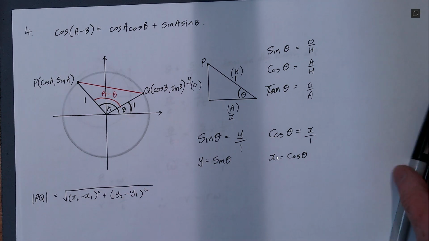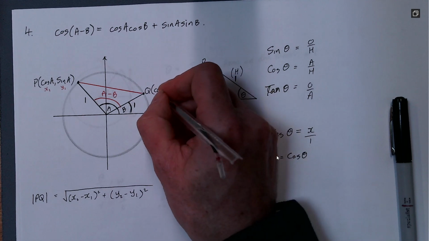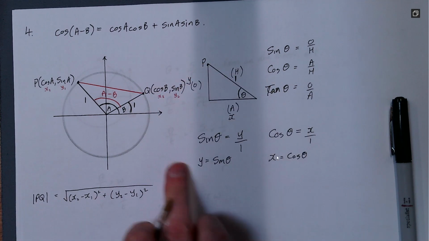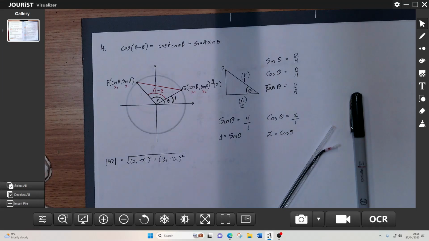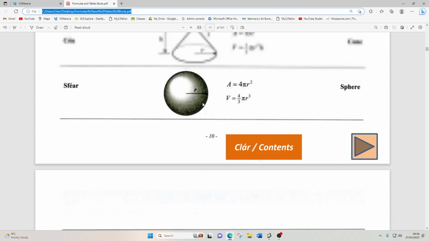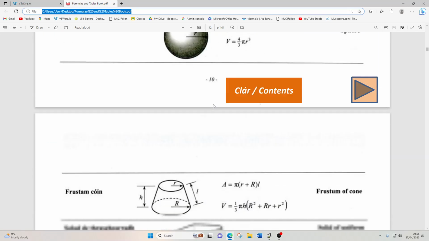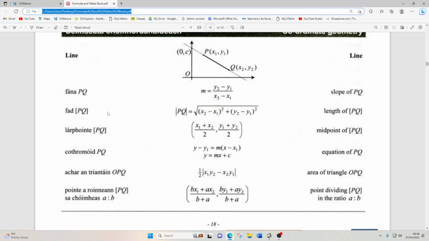Now we label the points with x1, y1 and x2, y2 in the formula from coordinate geometry. This is in your formula table for coordinate geometry. So the length of PQ is the square root of (x2 minus x1) squared plus (y2 minus y1) squared.